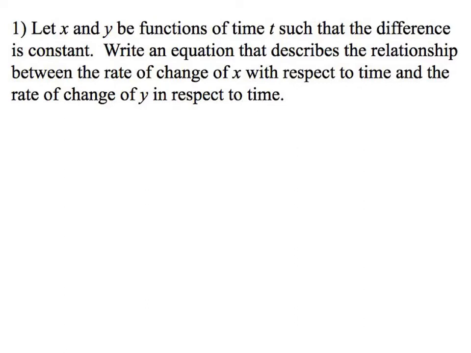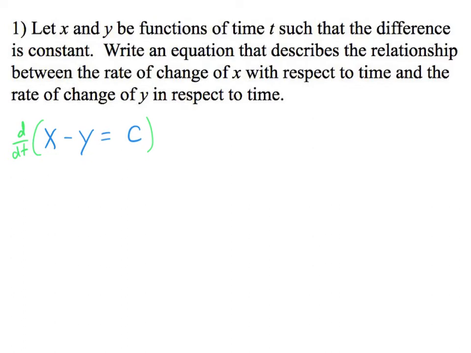So first of all, we want to make a function that's a difference of x and y being a constant. So the difference of x and y, so that would be x minus y, because difference means subtraction, equals a constant. We'll call the constant c. All right, now we want to take the derivative of this with respect to time. So we're taking the derivative of both sides with respect to time.